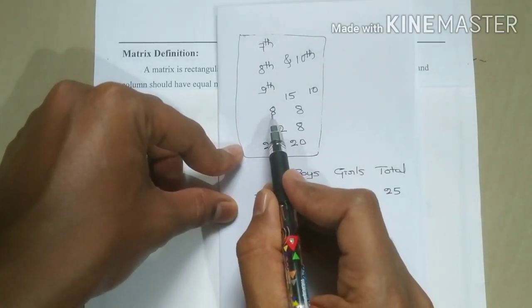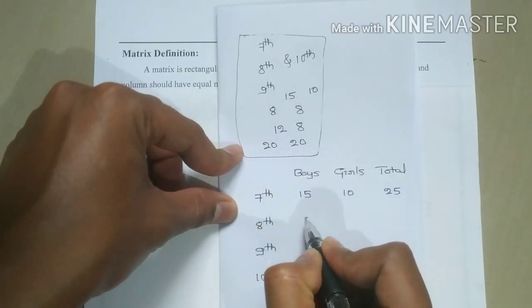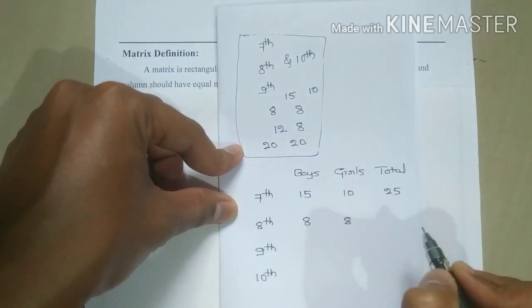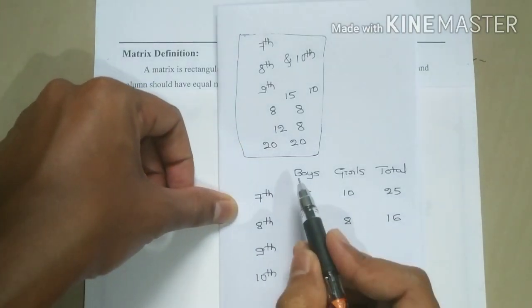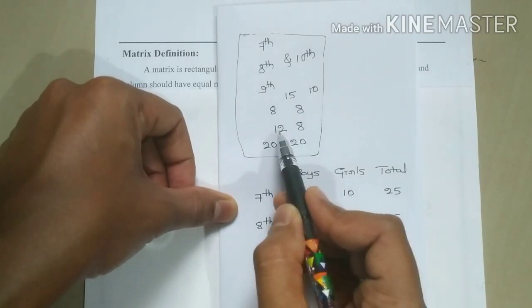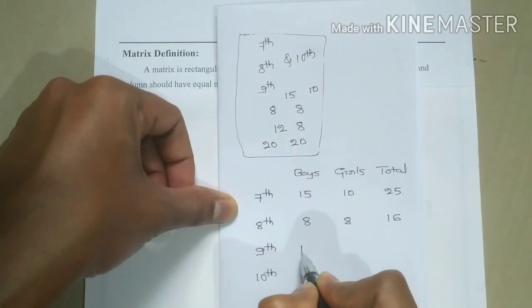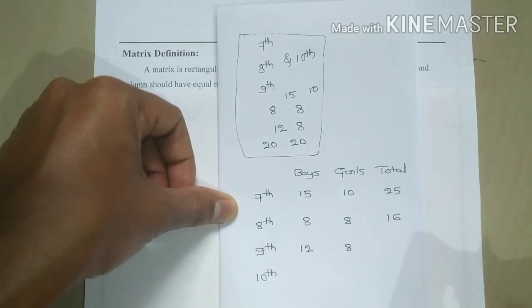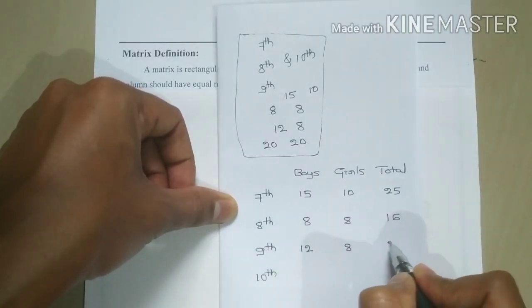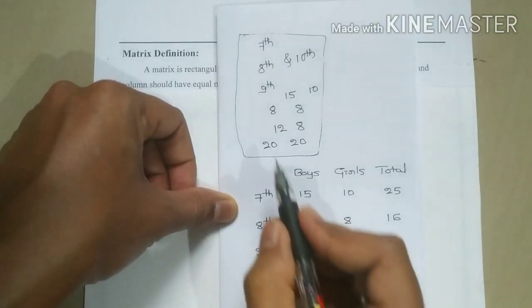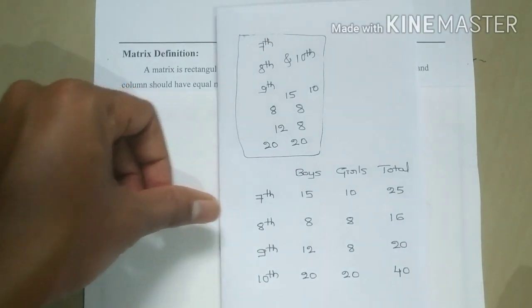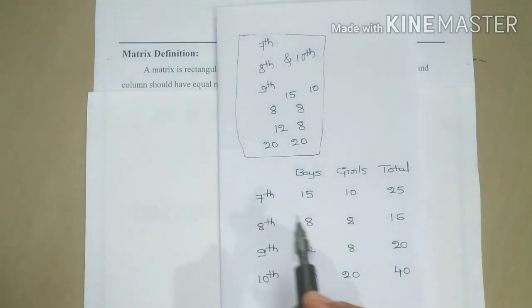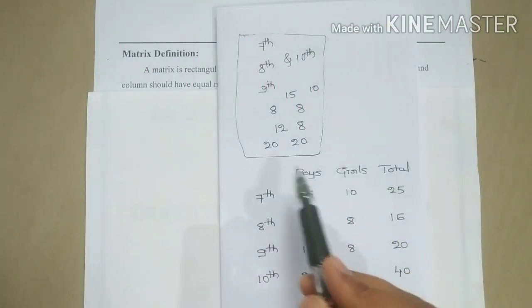Similarly, in the 8th standard, 8 boys, 8 girls, so the total strength is 16. Next, in the 9th standard, 12 boys and 8 girls, so the total strength is 20. And in the 10th standard, 20 boys, 20 girls. So what is the total strength here? 40. See what I did here, I arranged it properly.